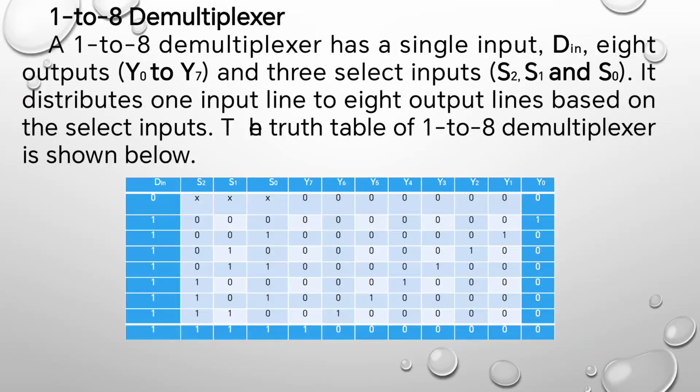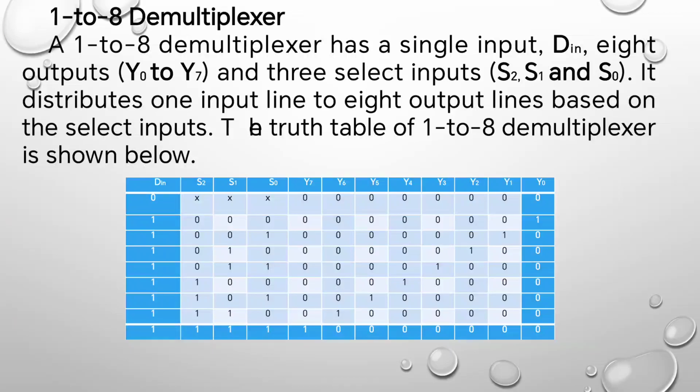Next one, the 1 to 8 demultiplexer. So next we are going to see the 1 to 8 demultiplexer. A 1 to 8 demultiplexer has a single input D in, 8 outputs, that is Y0 to Y7, and 3 select inputs S2, S1 and S0. It distributes one input line to 8 output lines based on the select inputs. The truth table of the 1 to 8 demultiplexer is shown below.